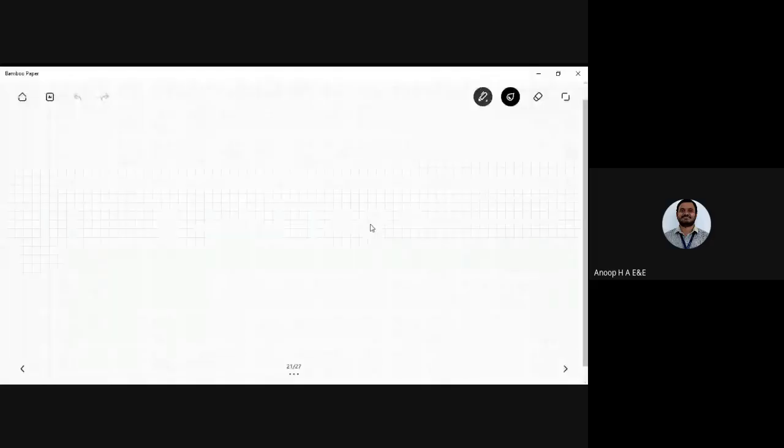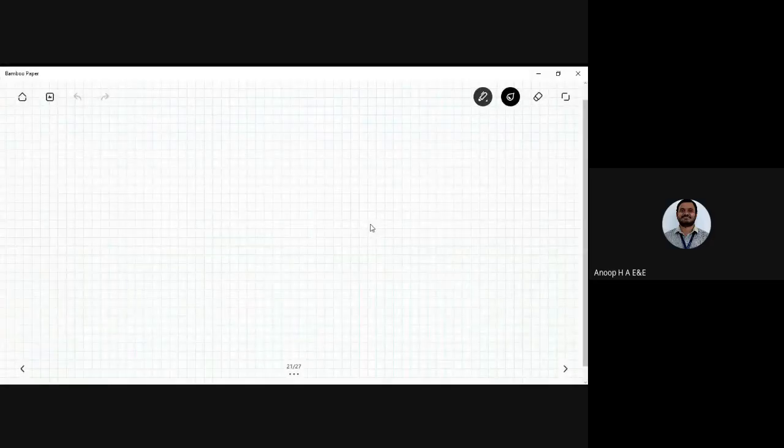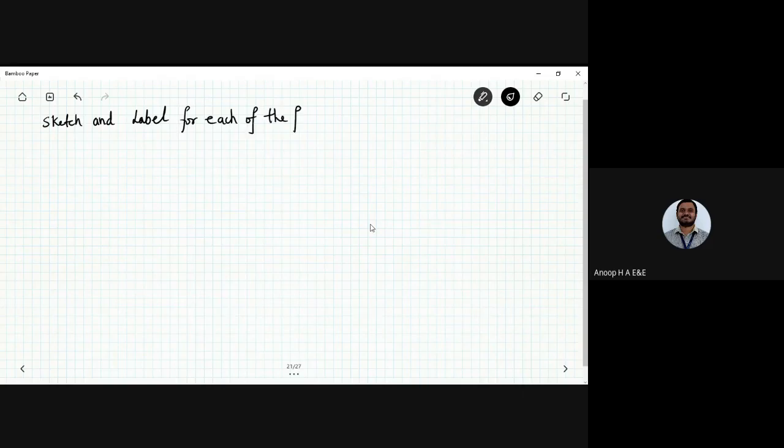Yes. Hello, everyone. We are going to start a new problem right now. And the problem goes this way: sketch and label, for each of the following given signal x of t.